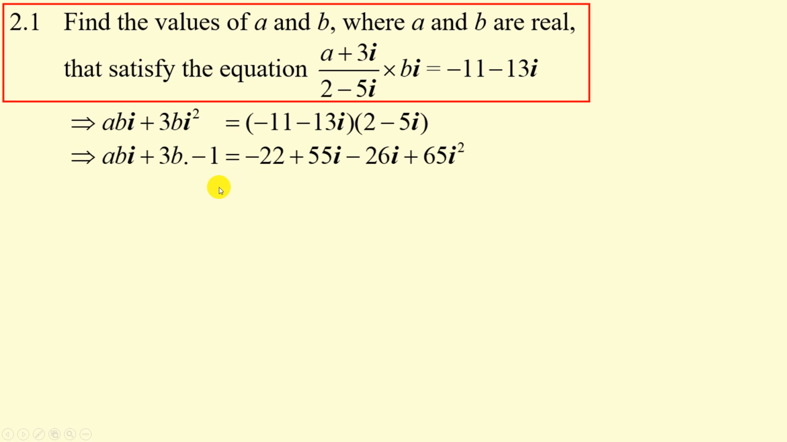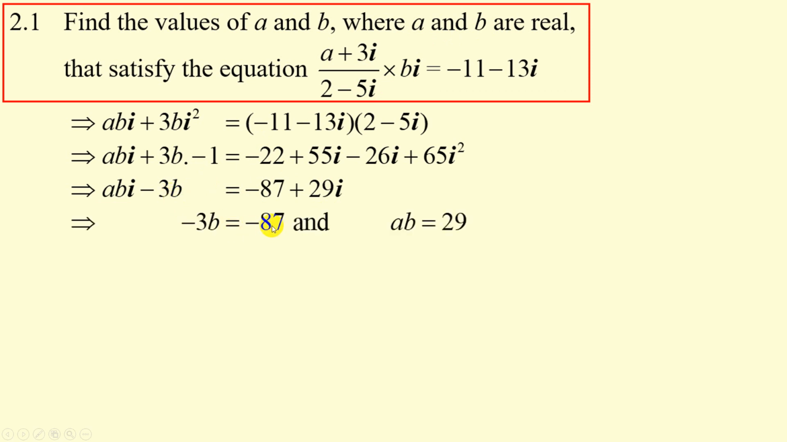Multiplying that out as a binomial, and of course i squared is negative 1, so we end up with minus 65, and minus 65 minus 22 is minus 87, and 55 minus 26 is 29, and we have the i squared on that side as well, becoming minus 1, and so we got ABi minus 3B equals minus 87 plus 29i. Now we have to find the values of A and B. Well, B here, minus 3B is equal to 87.